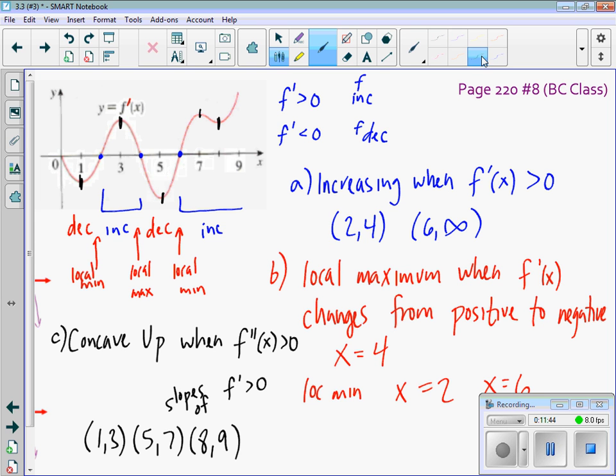Okay, then part D. D says, what are the x-coordinates of the inflection points? So the inflection points would actually be like our local maxes and mins of the graph up here, right? So when it changes from decreasing to increasing, because that's when the second derivative is changing. So it would be at this spot, here, here, and here. So we've got 5 of them. So 1, 3, 5, 7, and 8. Does that look okay?